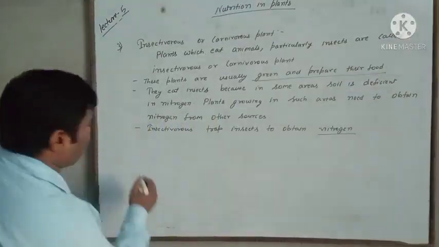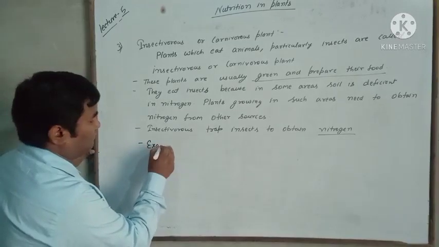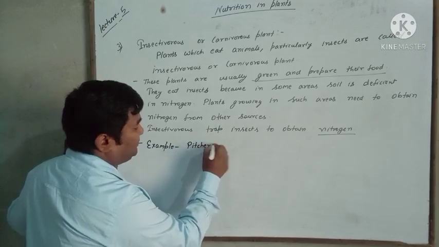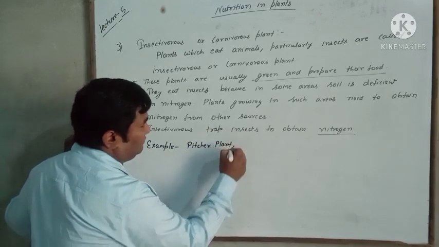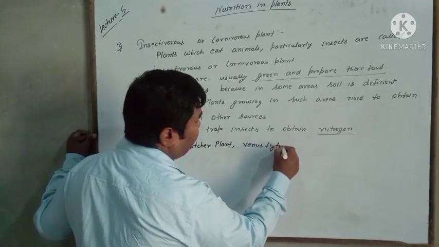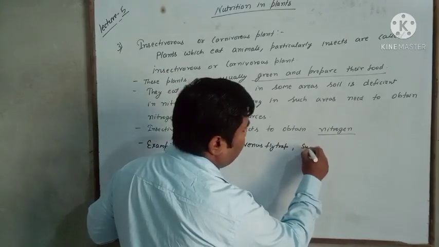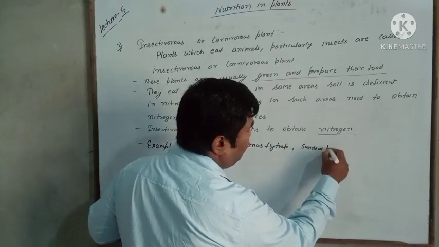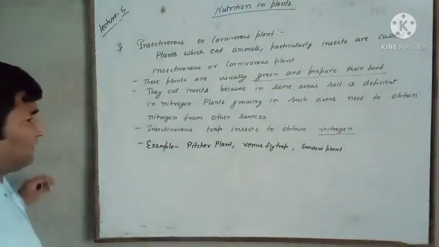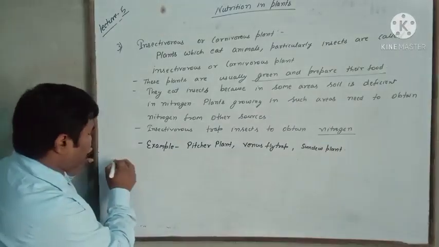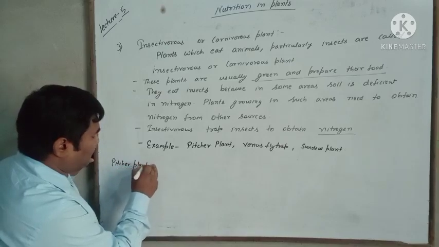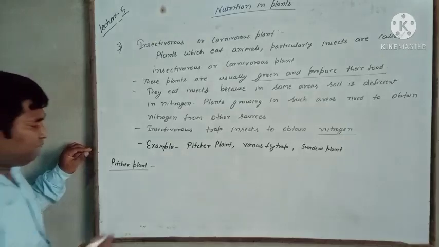Okay, examples are pitcher plant, Venus flytrap, and sundew plant. These are the three examples of the insectivorous plant. So you have to see about the pitcher plant. What is there in the pitcher plant?